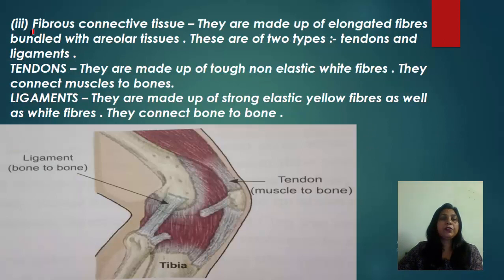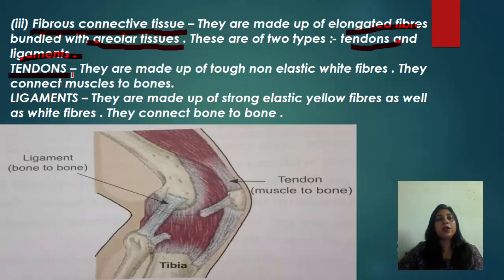Now next connective tissue is fibrous connective tissue. They are made up of elongated fibers bundled with the areolar tissue. These are of two types, tendons and ligaments. You have heard of these two terms, tendons and ligaments, in your previous classes also.